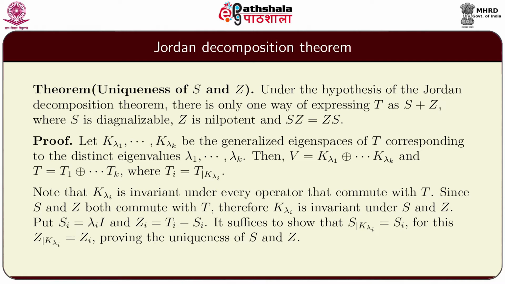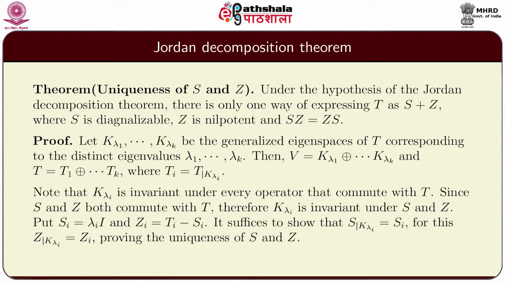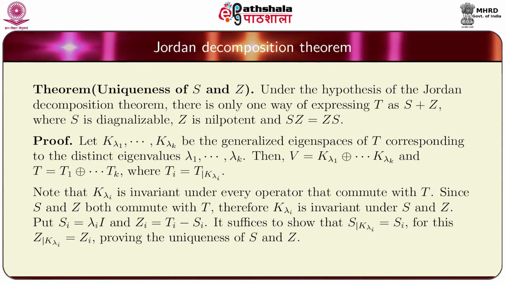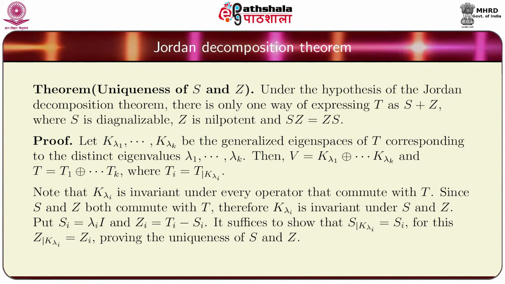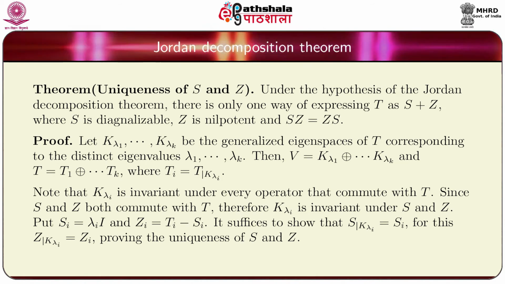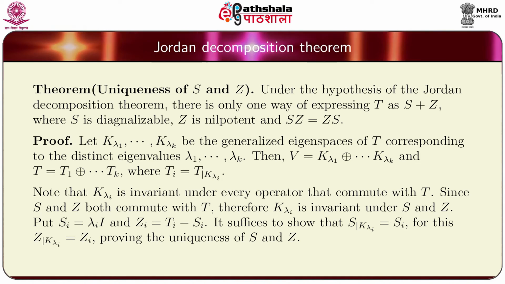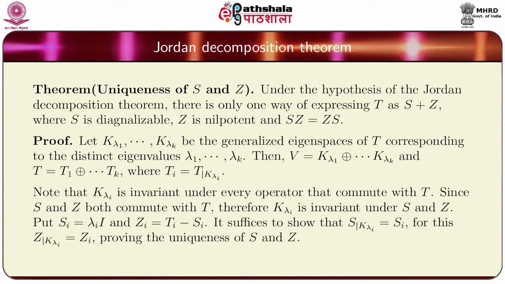Proof: let K lambda 1 and so on up to K lambda k be the generalized eigenspaces of T corresponding to the distinct eigenvalues lambda 1 and so on up to lambda k. Then V is K lambda 1 direct sum and so on up to K lambda k, and T is T1 direct sum and so on up to Tk, where Ti is the restriction of the operator T on the generalized eigenspace K lambda i.